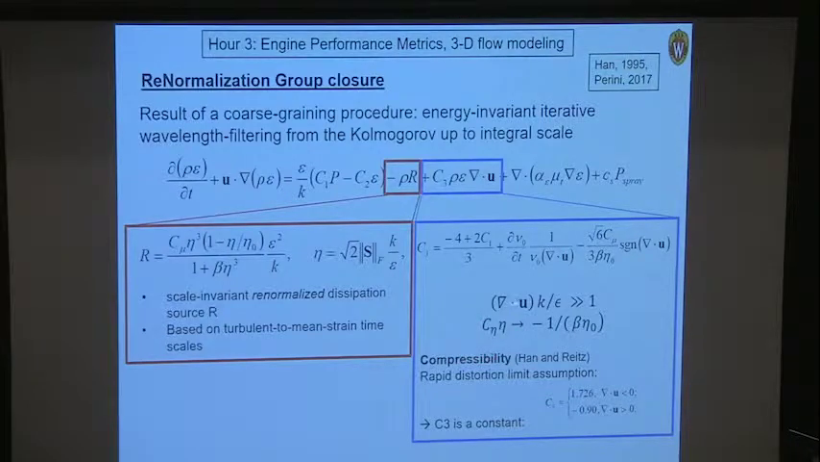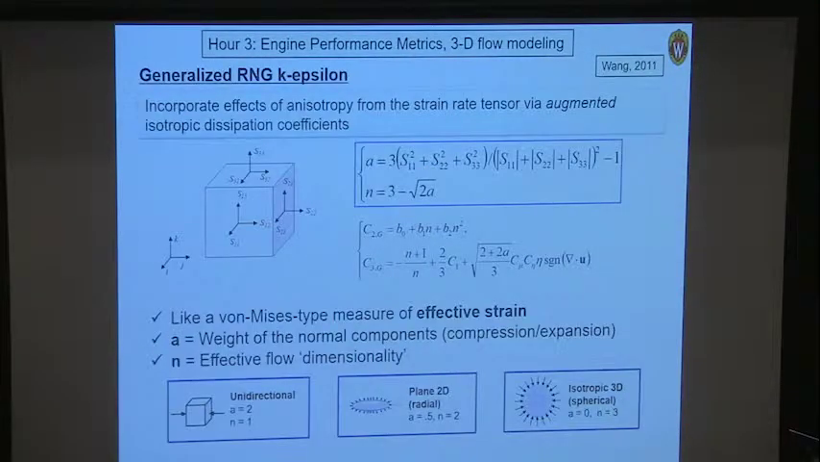So there's a lot of work written, a lot of papers written on the correct selection of these constants, C1, C2, and C3. And in fact, more recent work that we've done with Sandia National Lab is what we've called the generalized RNG K-epsilon model, where the constants in the model, these C1, C2, C3, depend on the nature of the stresses in the flow.